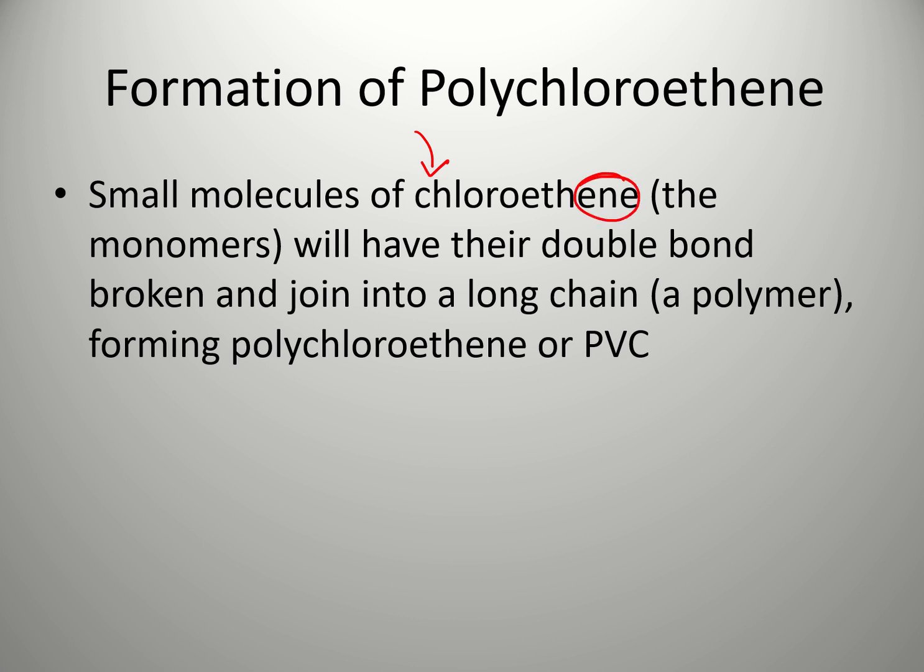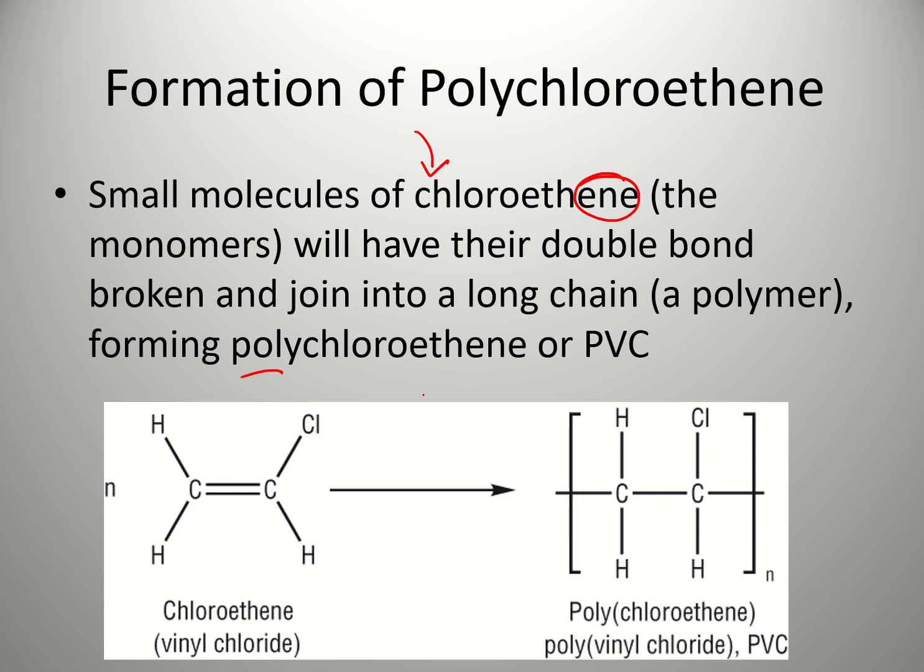Some of you will probably be able to draw the structure of chloroethene without me putting it on the screen. So you maybe want to pause the video and have a go at that. And then, okay, the monomer then is the same. We have our monomer, chloroethene, and then our polymer is polychloroethene. So whenever you're naming polymers, guys, you just basically stick poly at the start of the monomer's name.